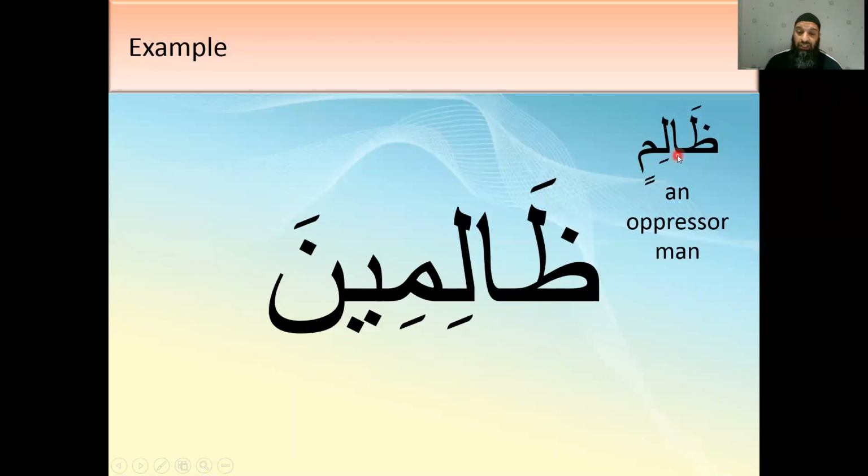But otherwise, if you saw zalimin in the Quran, if you know the rules of grammar, you will be able to tell if it's mansub or majroor. But if you don't know the rules of grammar for that, you won't know. We're going to cover it a bit, but nothing major, because as long as you know zalimin means oppressing men. You will need it, but I will teach you that, inshallah. Lesson 5, I think, inshallah.